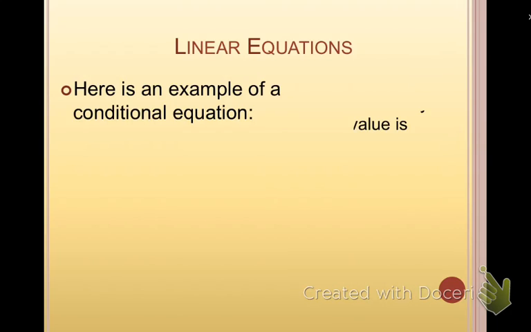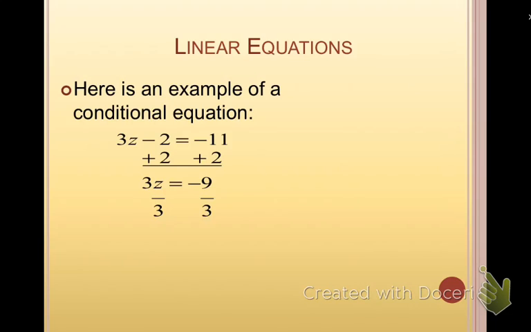Here's an example of a conditional equation. 3z minus 2 equals negative 11. Now, you may be asking yourself, how do I know that that is a conditional equation? If we were to go through and solve this equation, which we do by first adding 2 to both sides, that would give us 3z equals negative 9. We'd then divide both sides by 3, and we'd be left with z equals negative 3.